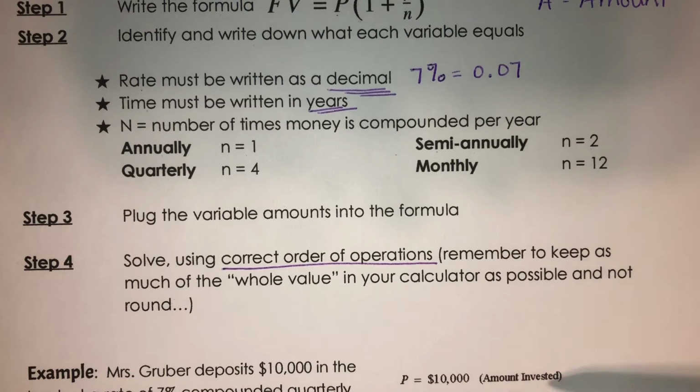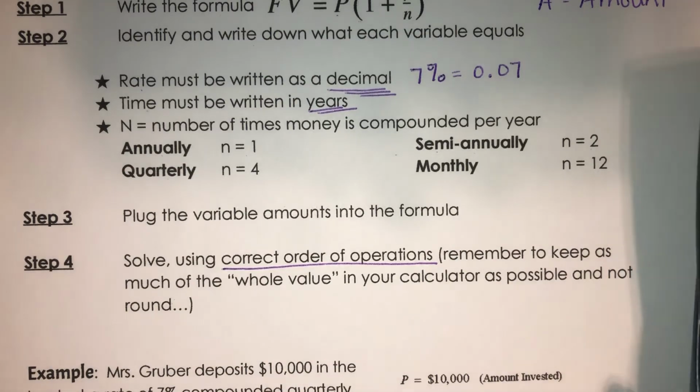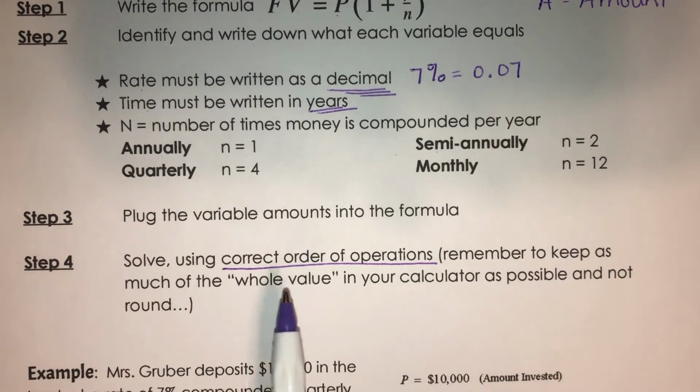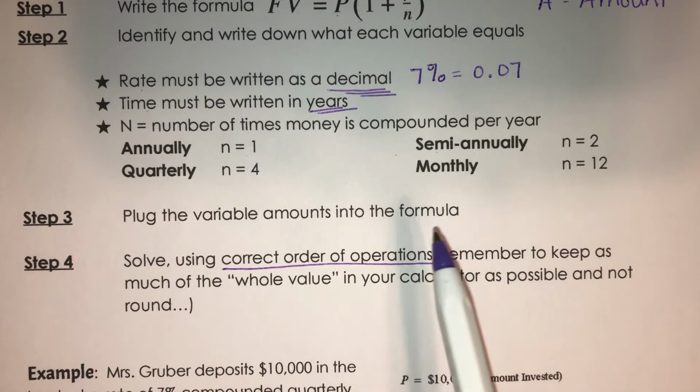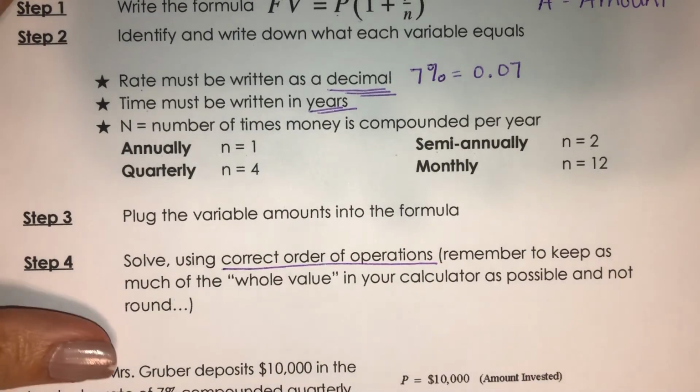And let's go ahead and do a problem together. It depends on your problem, but you're obviously going to be using a calculator for this. Try to keep the whole value in your calculator as much as possible, because if you round and then use that rounded value to round again, you're just going to be off.